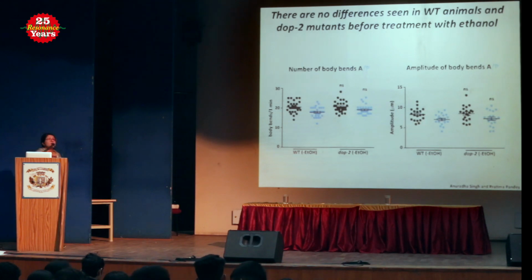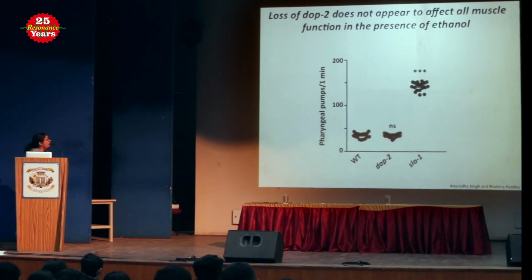So then we thought, let us also look at other muscles that could be affected by ethanol and see if there are any defects. We looked at the pharyngeal muscle that's required for taking in food, which keeps moving in and out and allows for food intake. We found that these muscles were not affected at all. So this seems very specific to the posterior locomotion. That is what is giving rise to this phenotype.